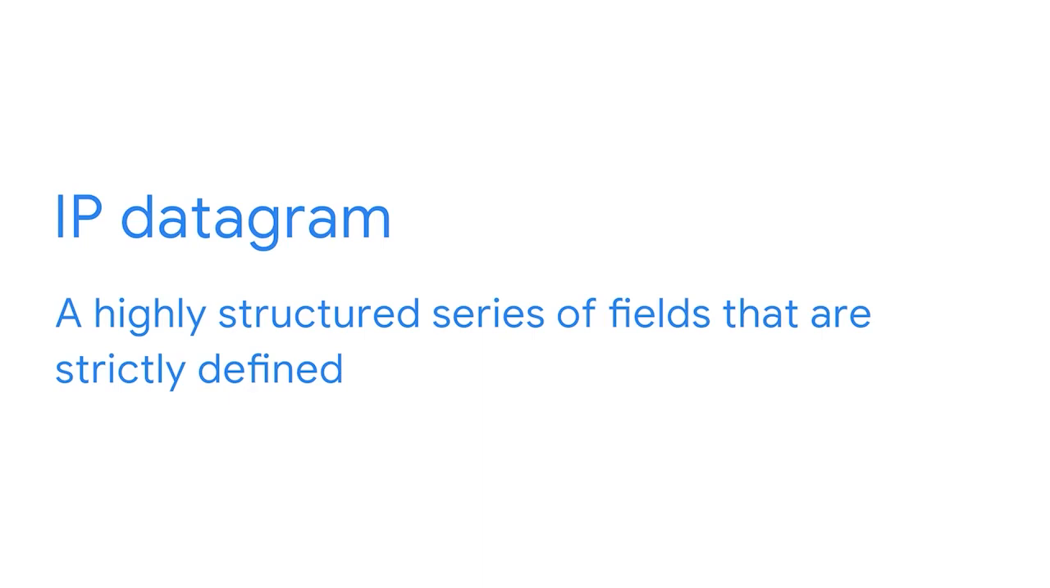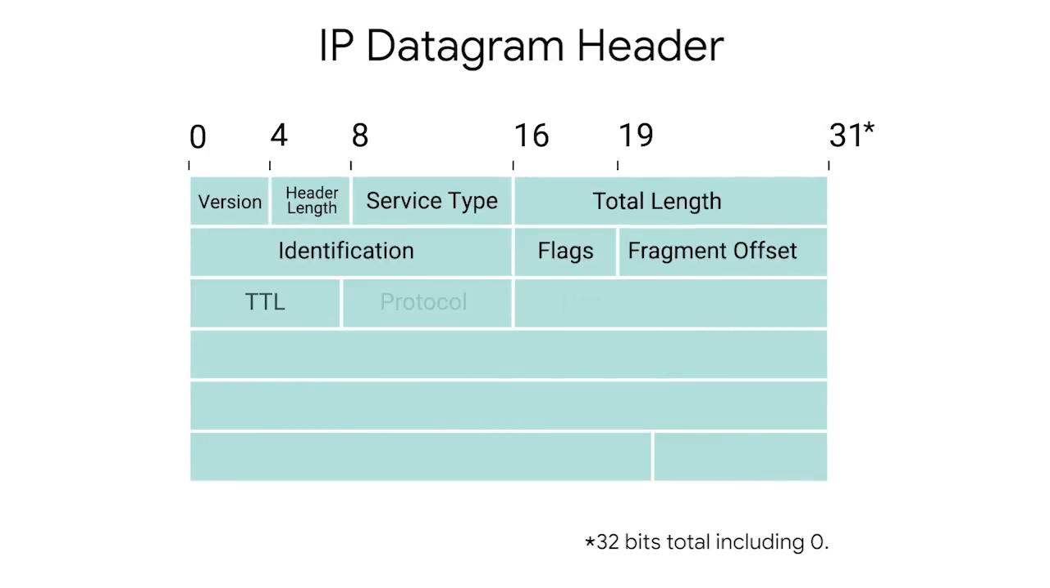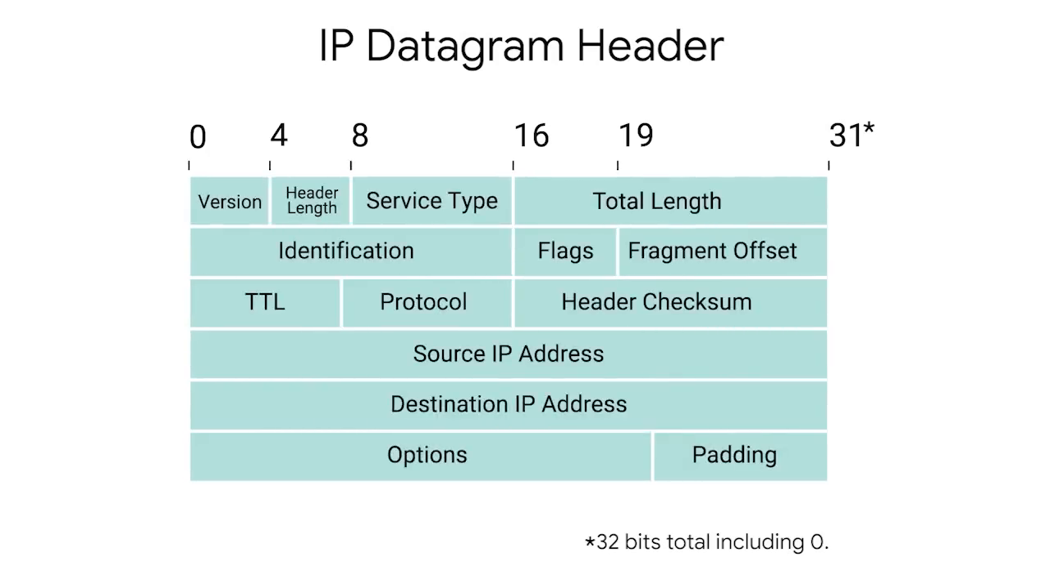Just like how the data packets at the Ethernet layer have a specific name, Ethernet frames, so do packets at the network layer. Under the IP protocol, a packet is usually referred to as an IP datagram. Just like any Ethernet frame, an IP datagram is a highly structured series of fields that are strictly defined. The two primary sections of an IP datagram are the header and the payload. You'll notice that an IP datagram header contains a lot more data than an Ethernet frame header does.